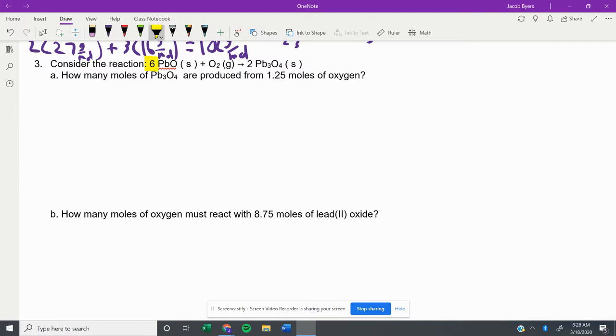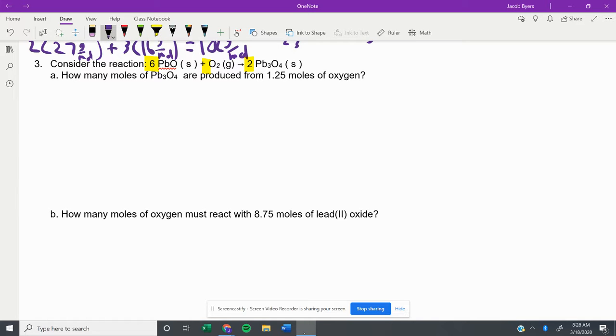So here we know that for every 6 formula units of lead(II) oxide that reacts with oxygen gas, you need 1 mole of oxygen gas, because having nothing there implies that it is a 1, and we will form 2 moles of lead oxide. That does not mean that every time it's going to be 6 moles, 1 mole, 2 moles, but it does mean no matter what, the ratio between all of these will reduce down to 6, 1, and 2.